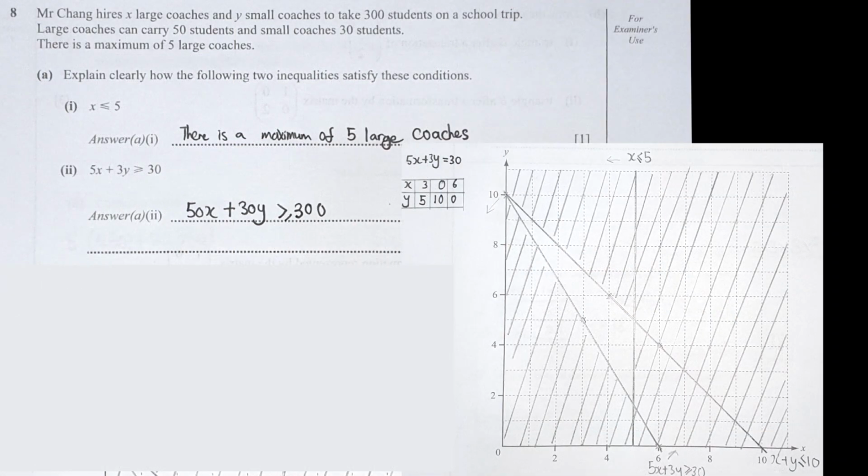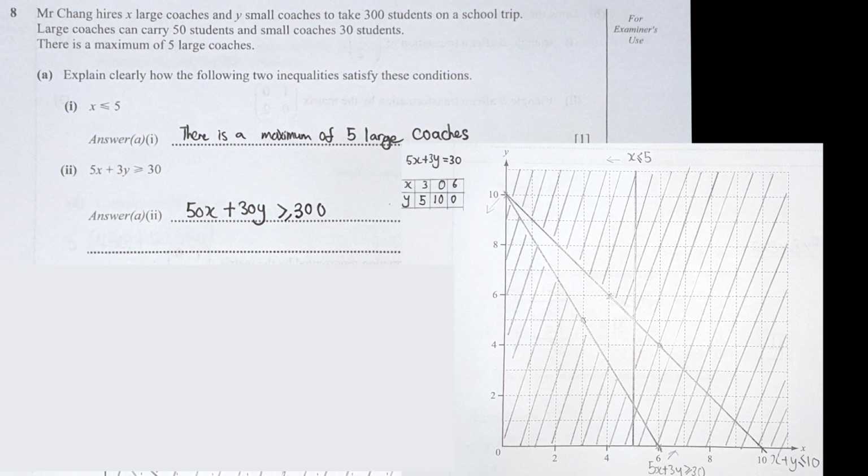Question 14. X less than or equal to 5. This one is actually there is a maximum of 5 large coaches. But for the next one, it's actually from 50X, which is 50 students can be brought by large coaches, and 30 students can be brought by small coaches. So we have 50X plus 30Y more than or equal to 300.